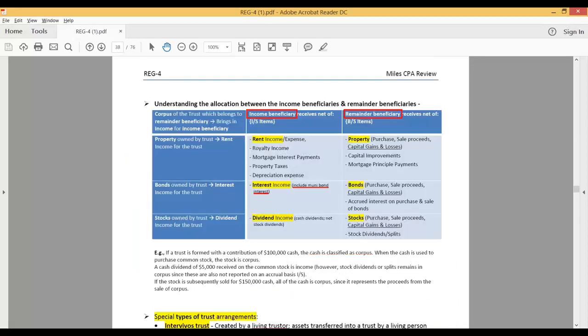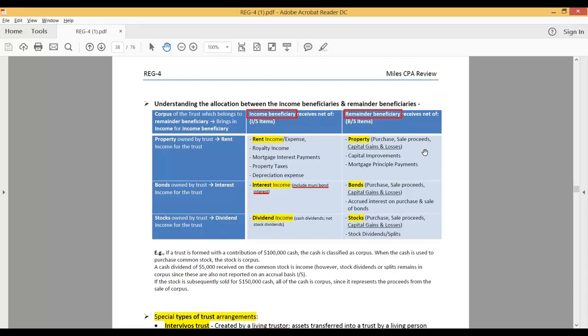Okay, so this page, I think it's page number 38. So the corpus of the trust, which belongs to the remainder beneficiary, brings in income for the income beneficiary. So what is income? Say, for example, if it is a property that is owned by the trust, then the rent is its income, royalty is its income, and mortgage interest payments, property taxes, and depreciation are its expenses. So all of this gets allocated to the income beneficiary because it's related to the income. What does the remainder beneficiary get? He gets the property, the purchase or sale, the capital gains and losses, any capital improvements, and any mortgage principal payments that you make go to the remainder beneficiary.